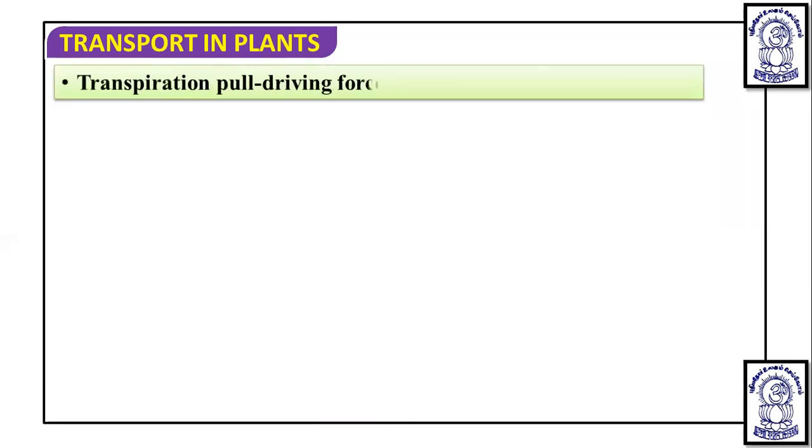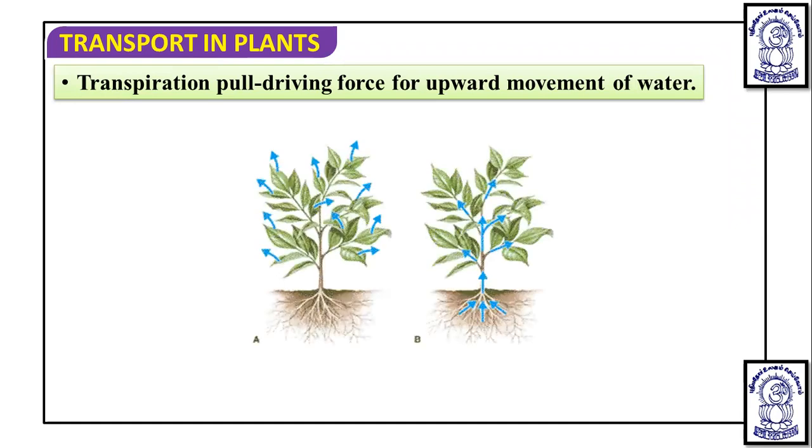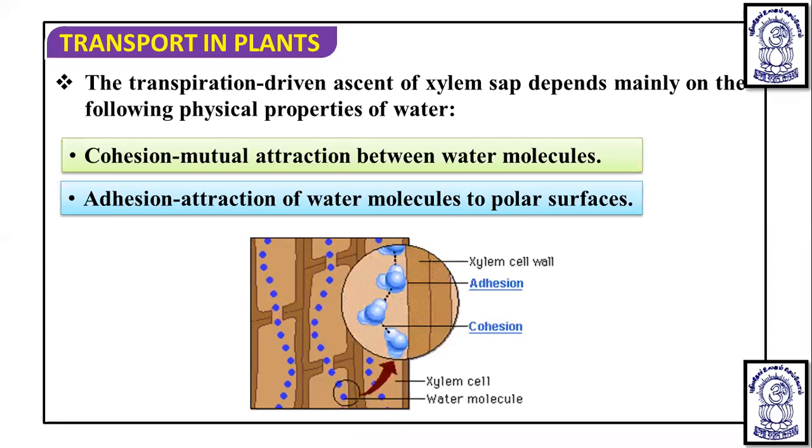Now the transpiration pull, the driving force for the upward movement of water, will develop, and that transpiration pull will be responsible for maintaining cohesion and adhesion. Apart from the physical properties of water like cohesion and adhesion, the third property is known as surface tension.